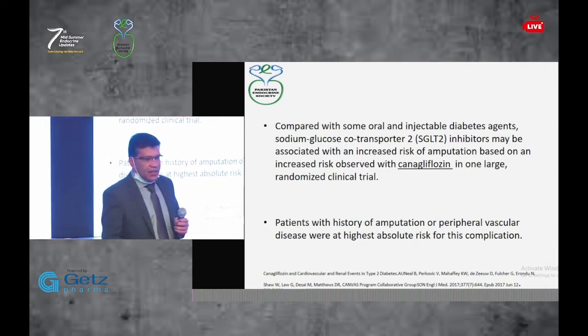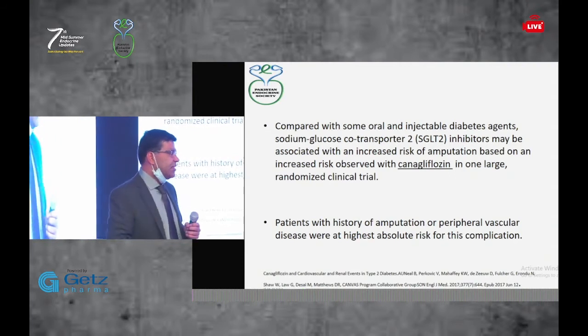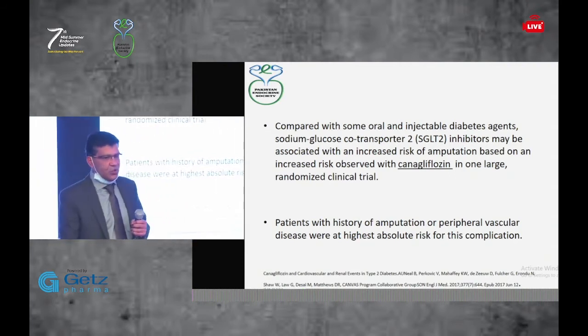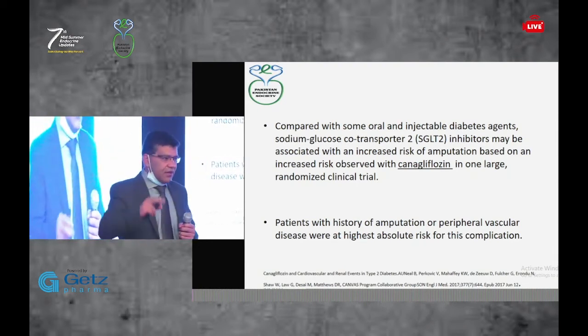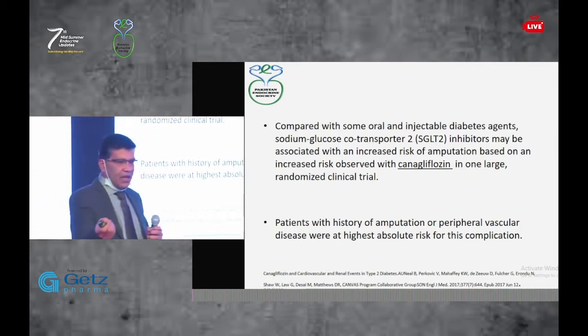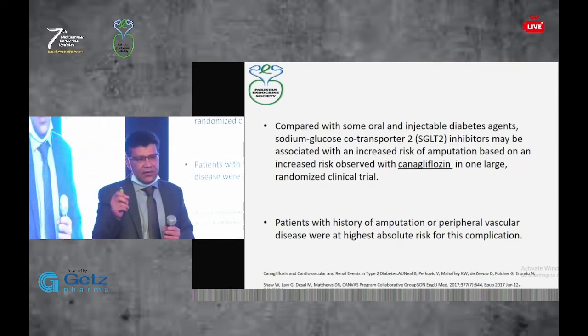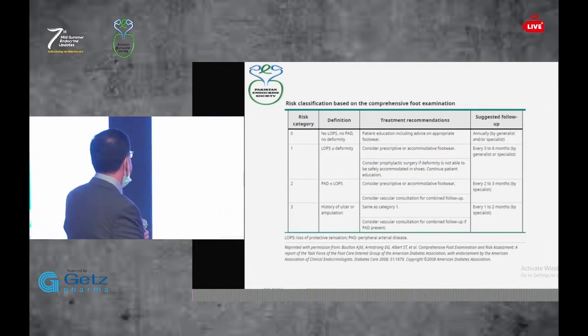But the other studies and the meta-analysis didn't find any significant risk of amputation with the SGLT2 inhibitor. But we must be cautious until we have further studies, which will be occurring in the future. So we should be careful using these agents in high-risk patients and patients with a history of amputation.